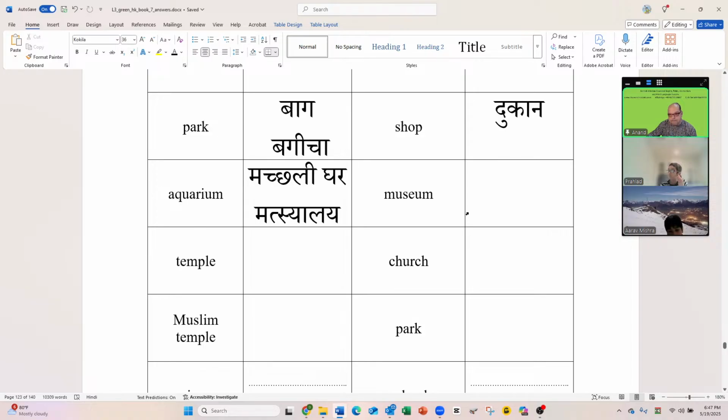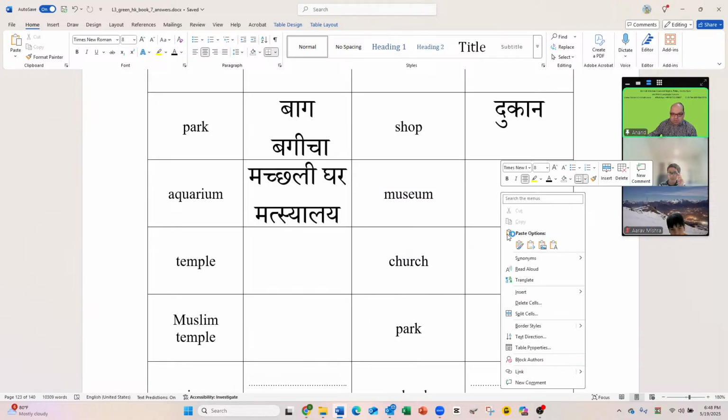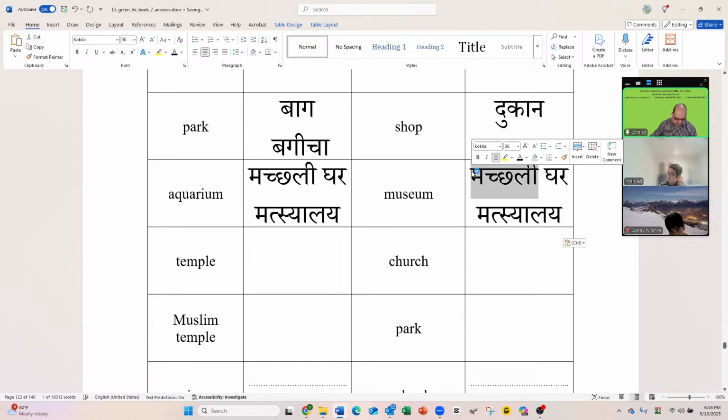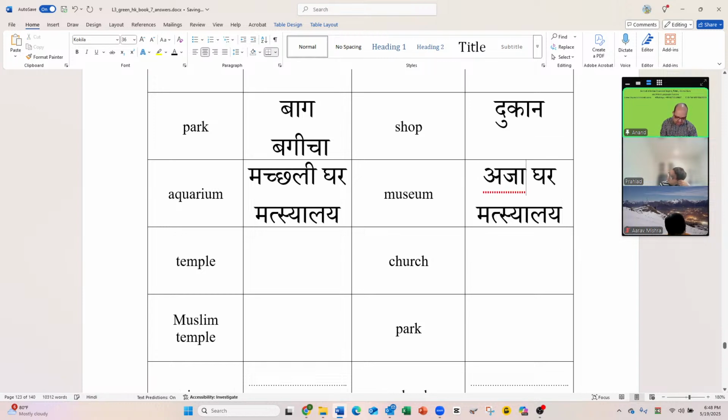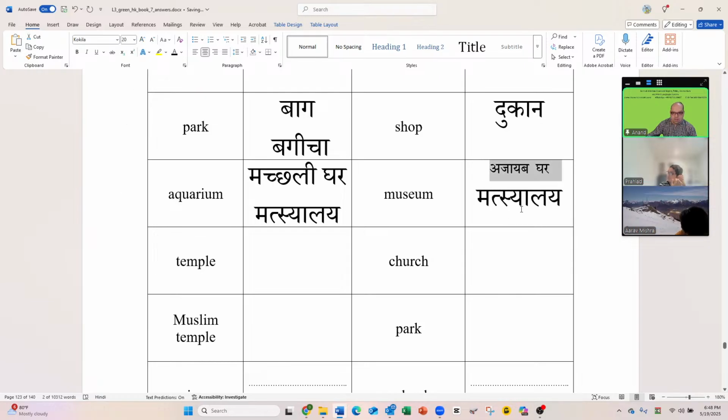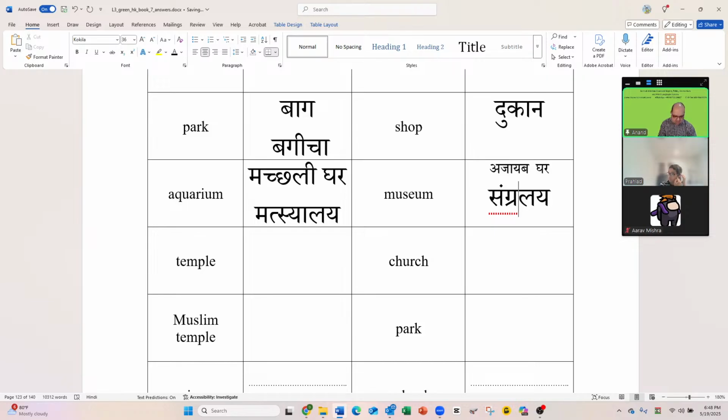Prahlad, museum. Sangrahalay. Sangrahalay, another word. I don't know. So Matsyalay, Sangrahalay. Like Machli Ghar, you have Ajayab Ghar. Let me first write those both words down and I'll tell you what it is. Ajayab Ghar. Let's make it a little small so I can also fit in Sangrahalay. Go ahead.